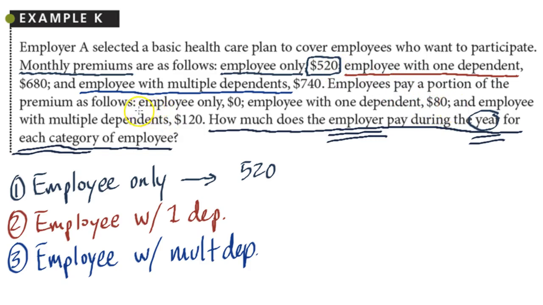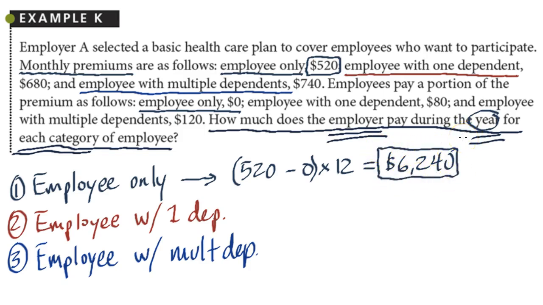But we notice that for employee only, the employee does not pay anything. So it's all covered by the employer. We would be subtracting if there was an amount, but it's zero. So we're subtracting zero because that's what it says. And again, this is monthly, and we're looking for an annual basis. So we want to multiply the employer portion by 12, and that gives us $6,240.